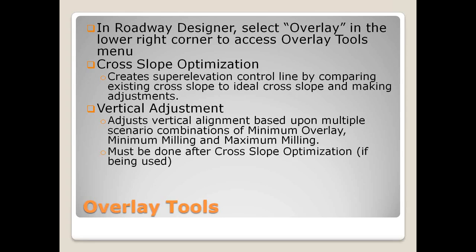So if the ideal cross slope is 2% within 0.5%, and the existing cross slope was at say 3, it would adjust it down to 2.5. And then the vertical adjustment, you can do minimum overlays, minimum milling, maximum milling, any combination of those. And InRoads will adjust your vertical alignment for you based off those settings.